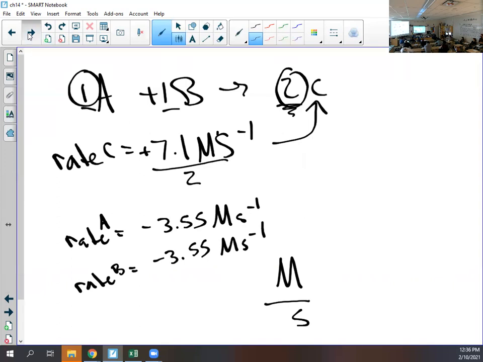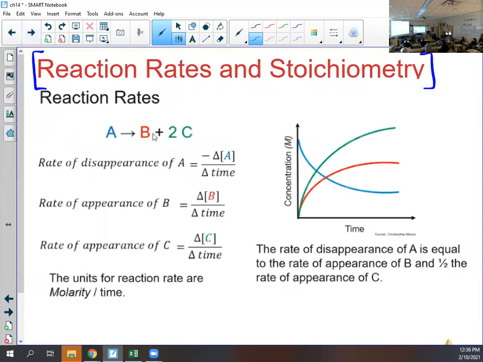All right, so coming here, it might look a little bit different, but the rate of appearance of A is equal to the negative change in A over time. The rate of appearance of B is the change in B over time. Oh, I wrote it different, but it's fine, because that's a product. That's why this one's positive. Then the appearance of C is the change in C divided by time.